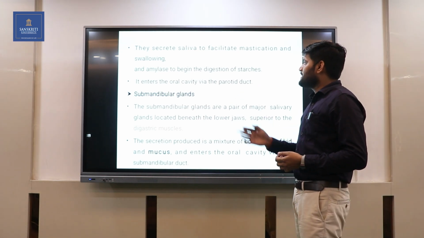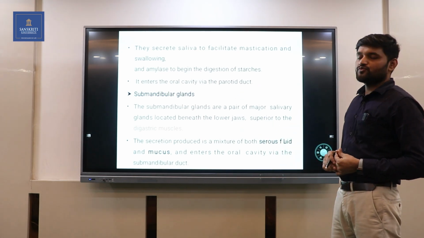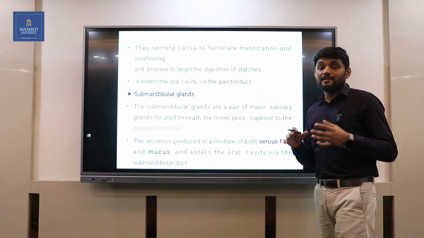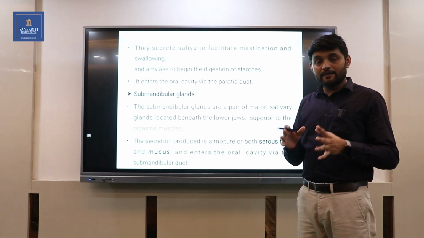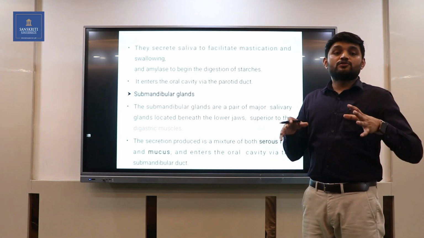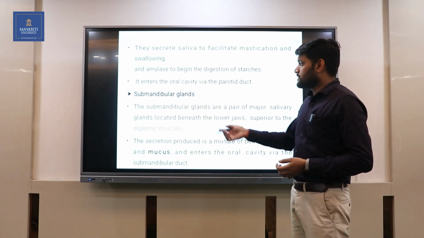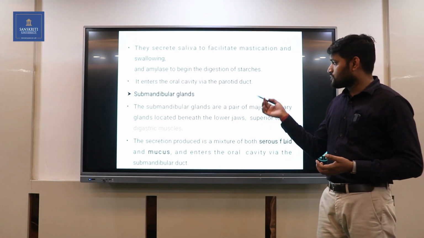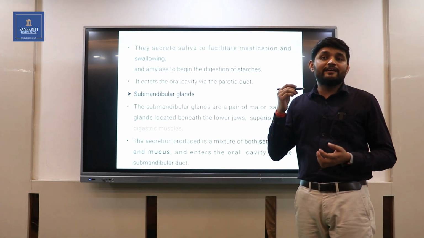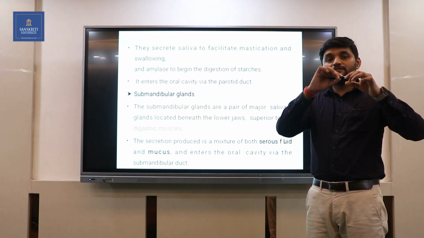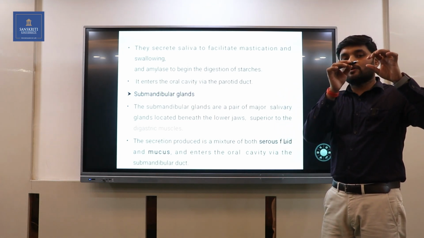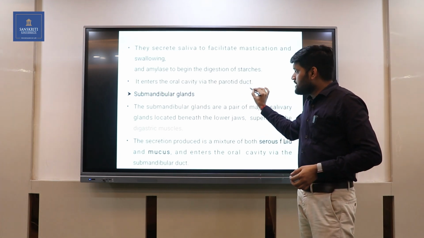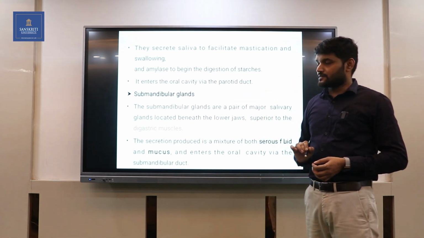They secrete saliva to facilitate mastication and swallowing, and amylase to begin the digestion. Amylase is a kind of chemical which helps the food to digest or break down. It enters the oral cavity via the parotid duct. Parotid secretion of saliva comes in through the parotid duct.